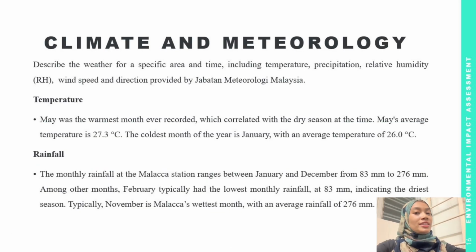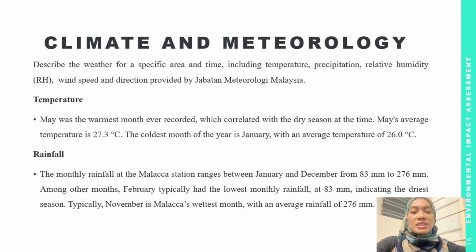Right, so in this part, we are going to describe the weather for a specific area and time, including temperature, precipitation, relative humidity, wind speed, and direction, as provided by Jabatan Meteorologi Malaysia. So, for the temperature, at Melaka City, May was the warmest month ever recorded, which correlated with the dry season at the time.